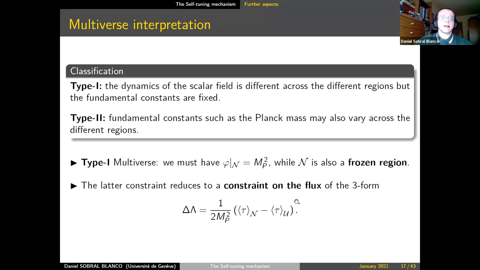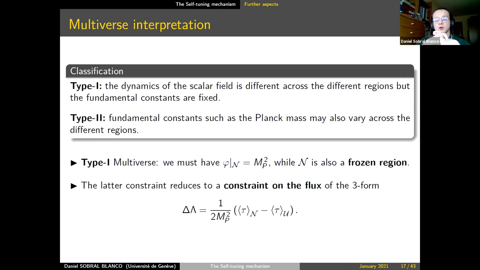This picture of the different distinct and separate space-like regions leads us to a kind of multiverse interpretation, where we can distinguish at least two types of multiverses. Type one, where the dynamics of the scalar field on the region is different, but the fundamental constants are fixed. And type two, where the fundamental constants, such as the Planck mass, may also vary across different regions.